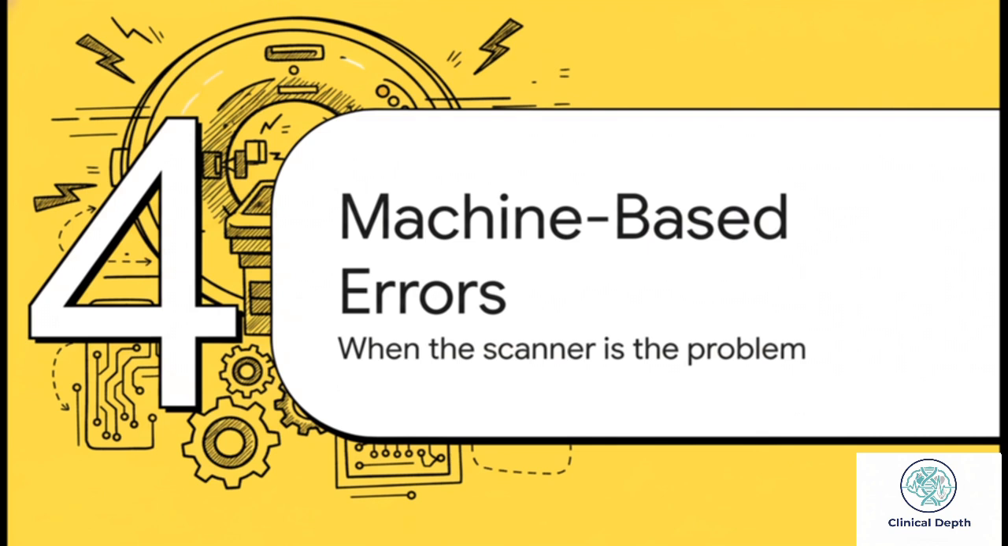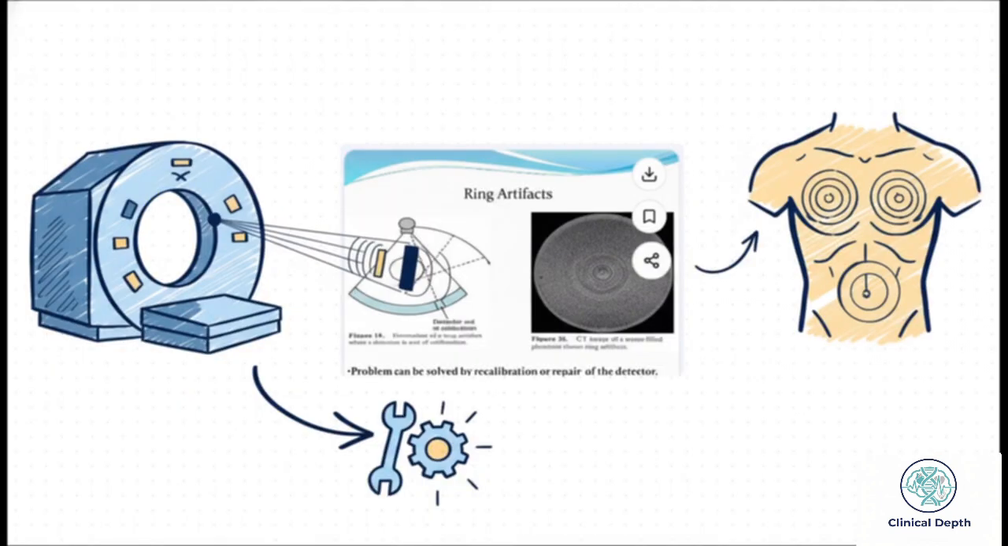Okay, so we've blamed physics and we've blamed the patient. But what happens when the machine itself is the one to blame? This right here is a classic. It's called a ring artifact. See, a CT scanner has literally thousands of tiny detectors that capture the X-rays. If just one of those detectors is off, even by a little bit, it gives a consistently wrong reading every single time it spins around.